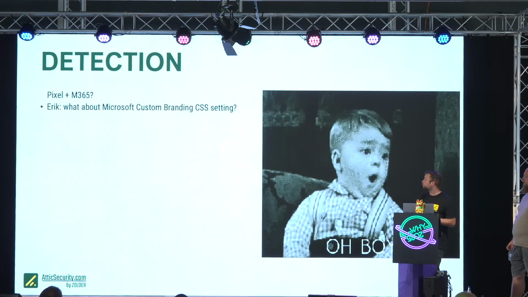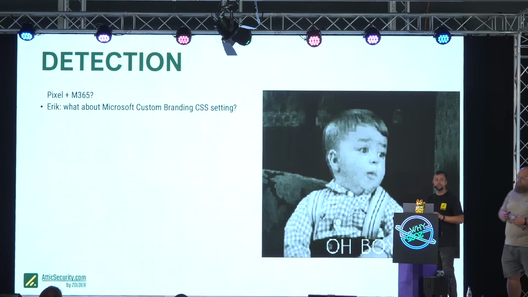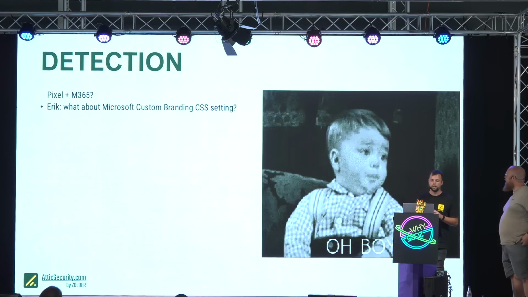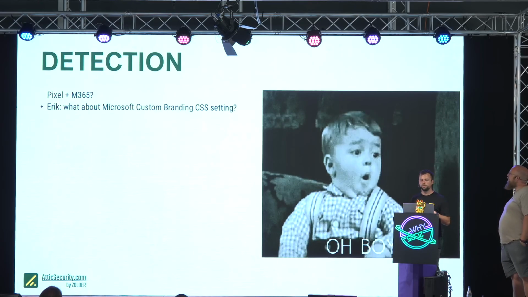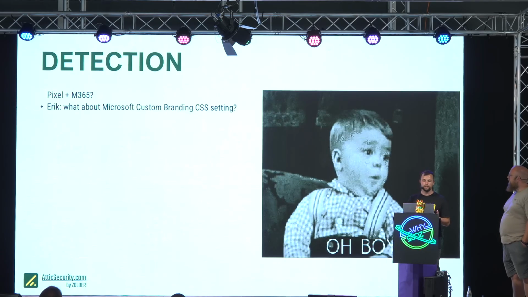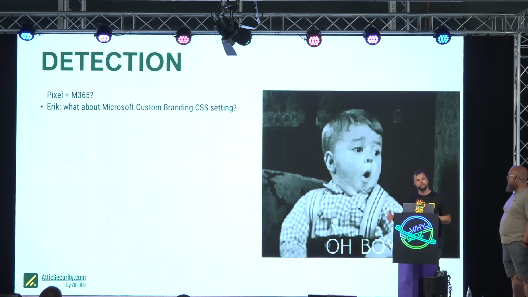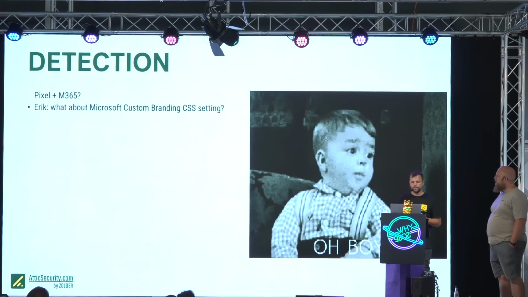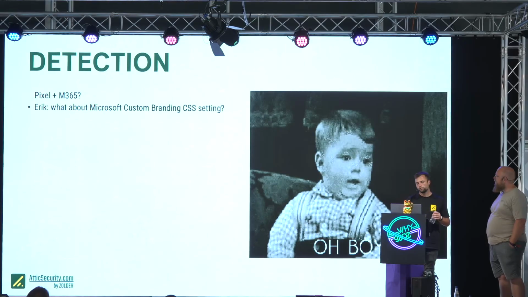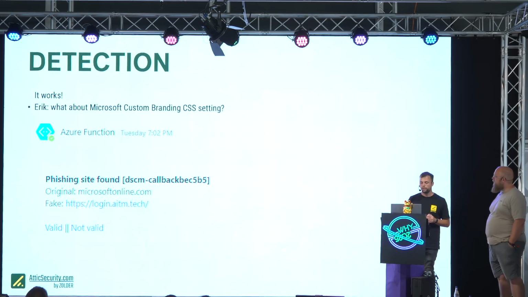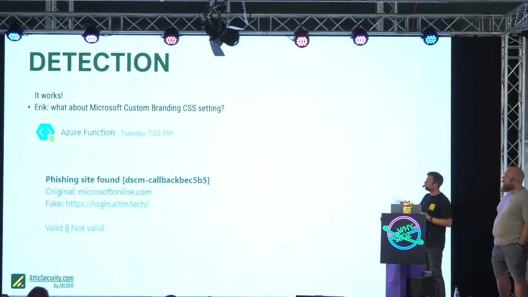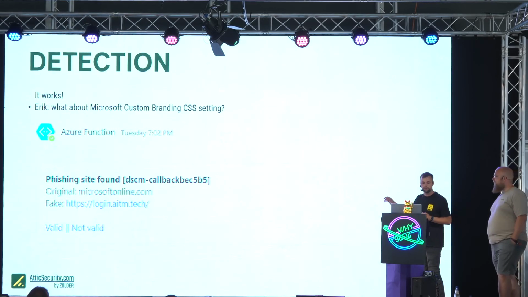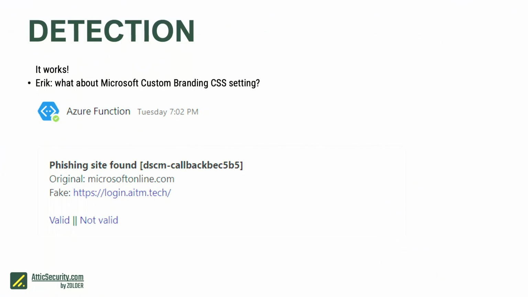And one of our colleagues, Eric, asked, okay, can we use this implementation also at Microsoft? Microsoft offers the custom branding CSS setting. Can we use this and the Resemble technique to allow us to detect AiTM? That was a pretty good idea because we immediately tried it, and yes, we were able to detect fake logins on an AiTM page.